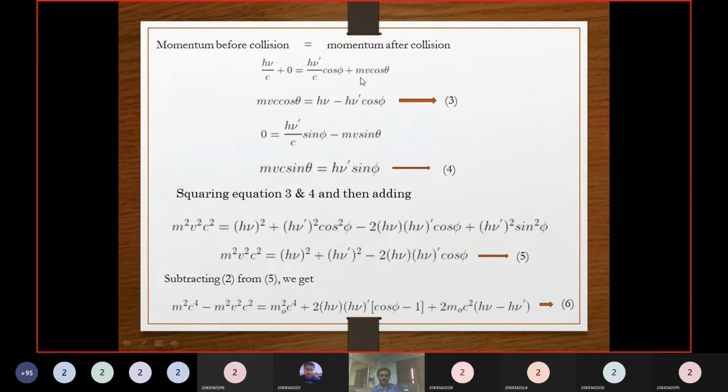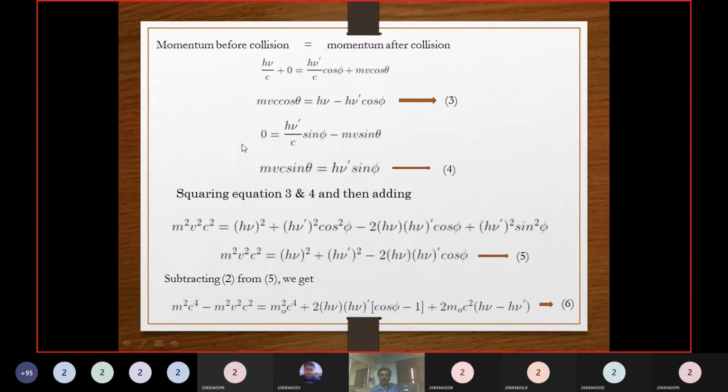If you simplify this equation, mv cos theta is equal to, bringing this to that side, h nu minus h nu dash by c cos phi. Multiplying with c on both sides, it will change like this. So this is equation number 3. Now along the vertical direction.